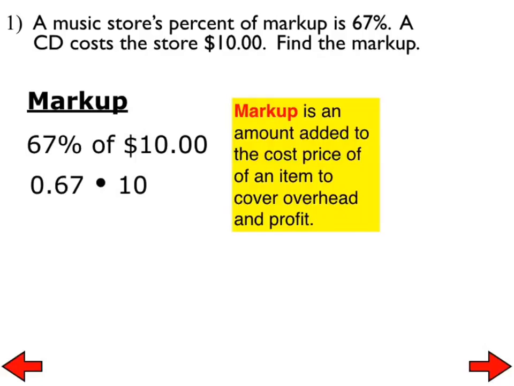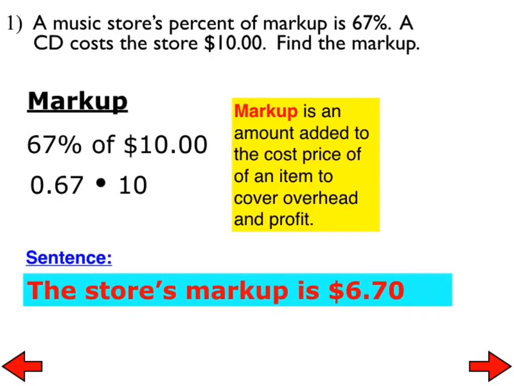So 67% as a decimal is 0.67. Of $10 in math, that would be times 10. So you're just going to stack and multiply that. But since it's times 10, you should be able to do that in your head. What is 67 hundredths times 10? Micah? Good. That would be 6.7. And since this is money, remember to put a 0 at the end. The store's markup is $6.70. Please write that as your sentence. So they would buy it for $10, then mark it up $6.70 so that you're paying $16.70. So they make $6.70 profit. Does that make sense? Okay.